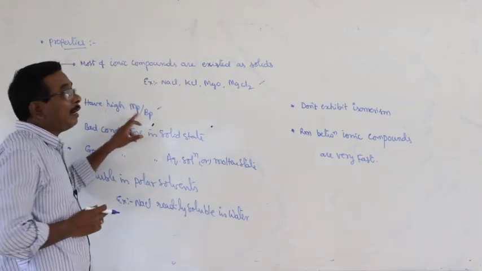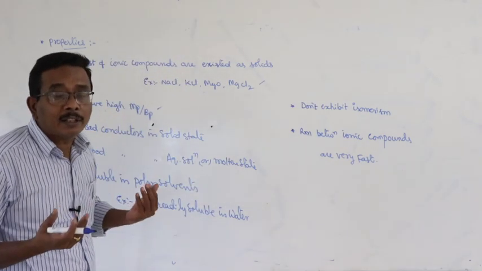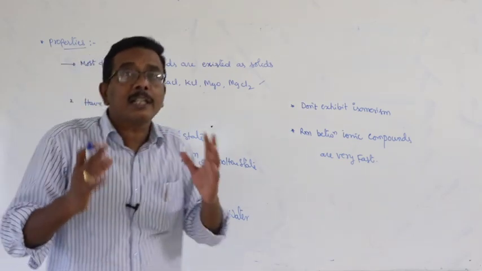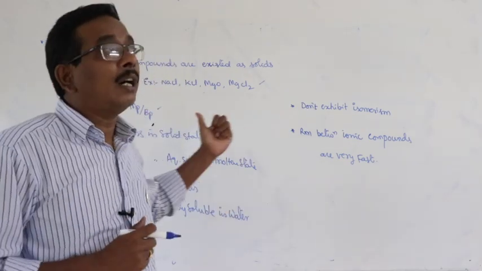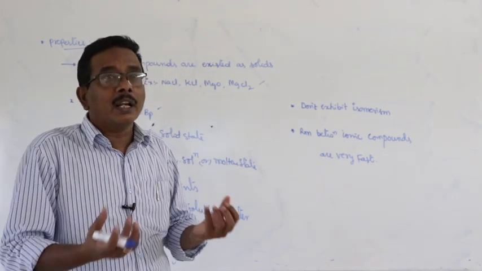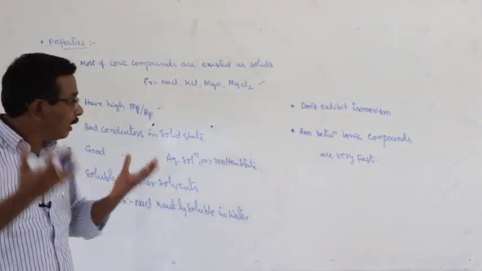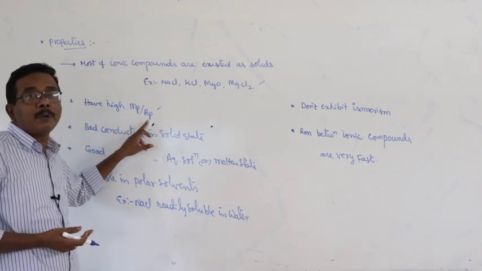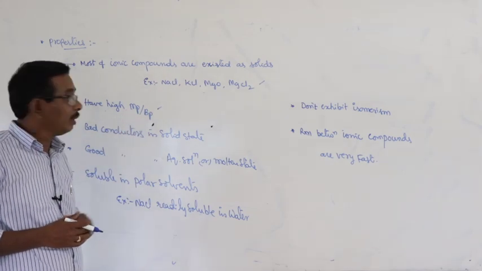Here they have high melting points and boiling points. Means what? There is a strong electrostatic attraction between the oppositely charged ions. For the breaking of such attractions, a large amount of energy is required. Therefore, they have high melting points and boiling points.